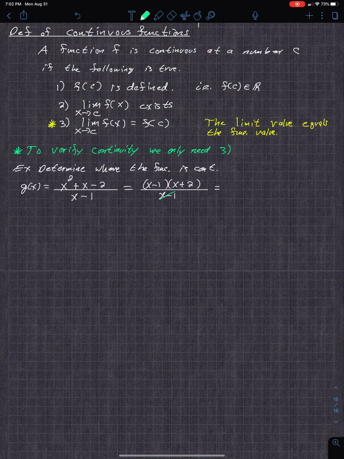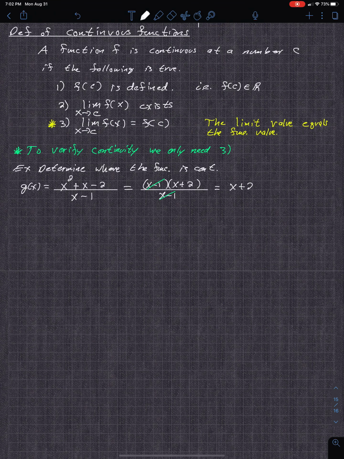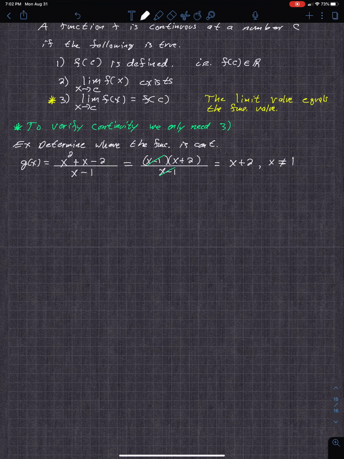You reduce it. You get x plus 2. But you can't just cancel something out. You can't just get rid of stuff. We would have to say that x cannot be positive 1. So you can't just change this and get rid of something. So basically g of x is x plus 2, just a line, except at 1. At 1 there's going to be a hole in the graph. So basically that's essentially not defined there.